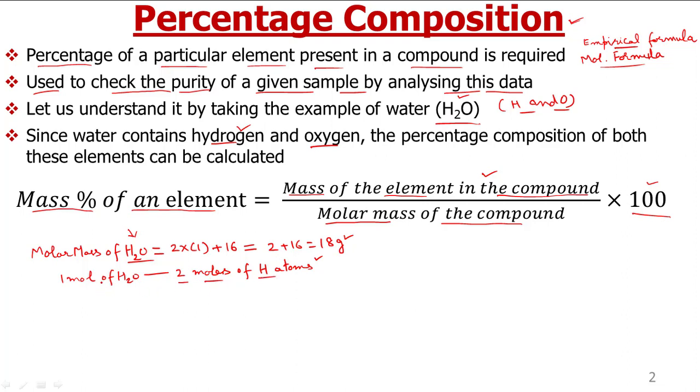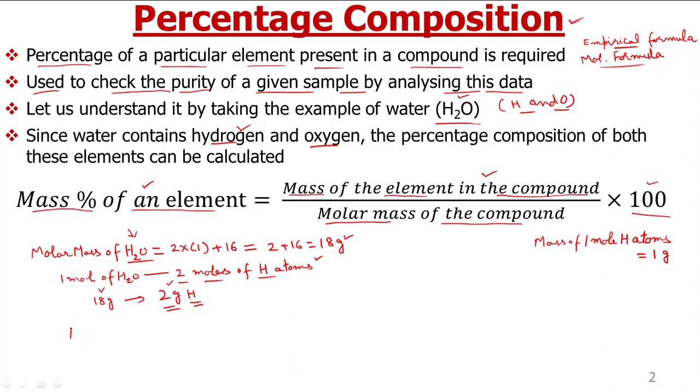So we can say that 1 mole of water, which is 18 gram, contains 2 gram of hydrogen, because the mass of 1 mole of H atoms is equal to 1 gram. We have 2 moles, so its weight is 2 gram. So in 18 gram of water we have 2 gram of hydrogen, and we can calculate its mass percentage or percentage composition.